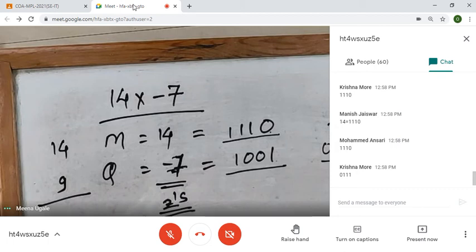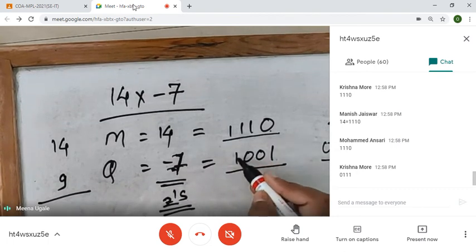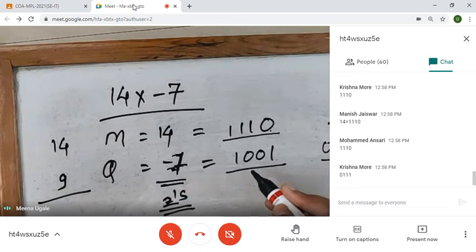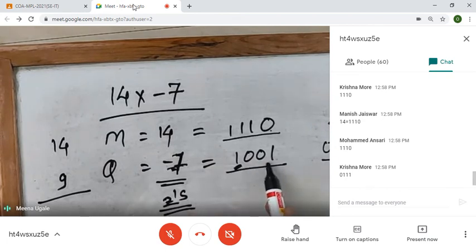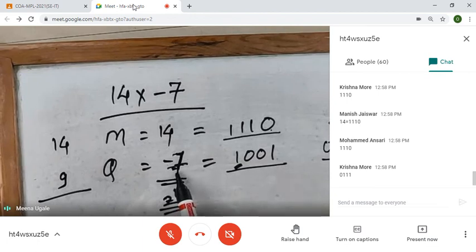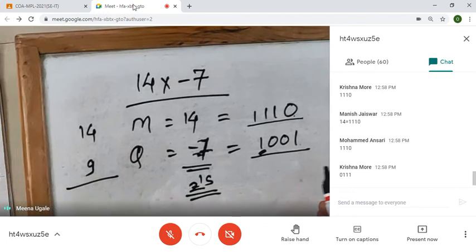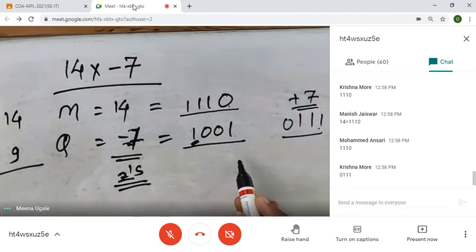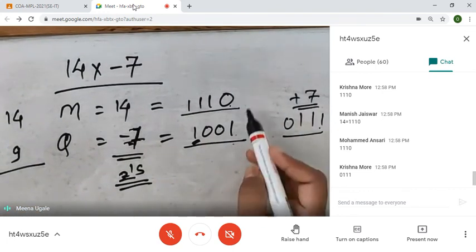When you are representing any number, we say that the MSB represents the sign bit. In sign magnitude representation with 2's complement, your MSB is the sign bit. So you have come to 1001 because you want minus 7. Plus 7 is this one, and minus 7 is this one. But it is 14 and 9.